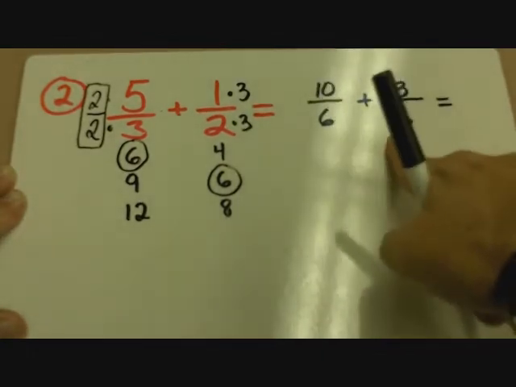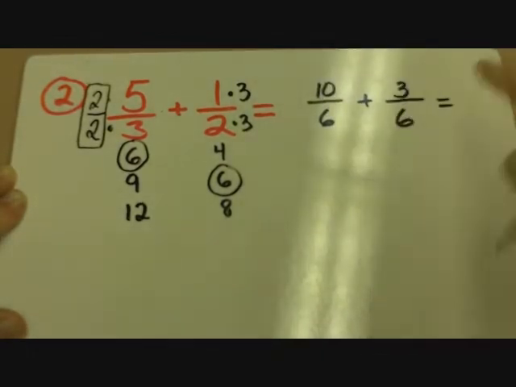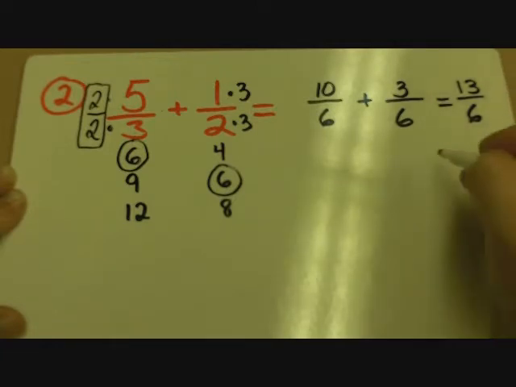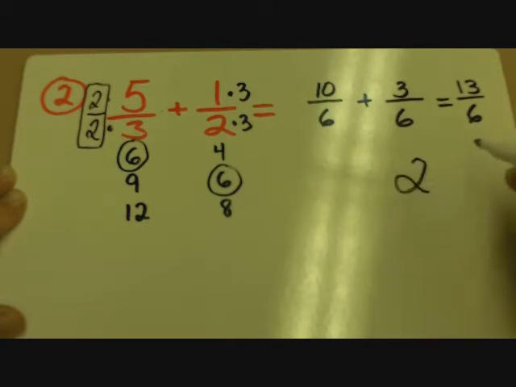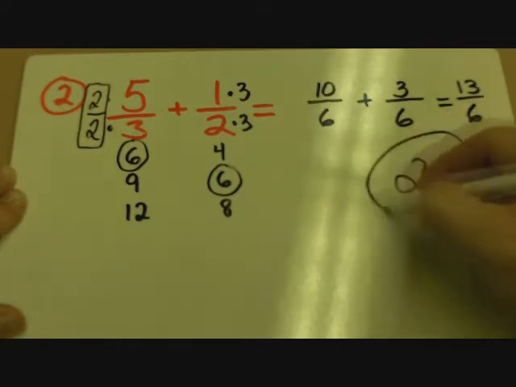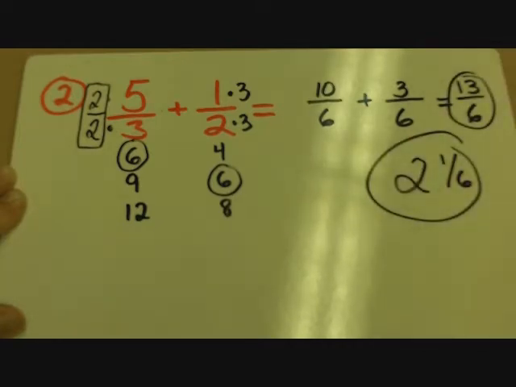And now we have, just like problem 1, same denominator. We can add the tops and keep the bottom. If you so choose, you can change this improper fraction to a mixed number by seeing how many times 6 goes into 13. That'd be 2 whole times. And what do you have left? 1 out of 6. Both of these answers are acceptable.